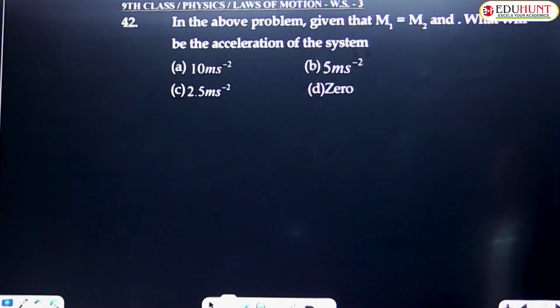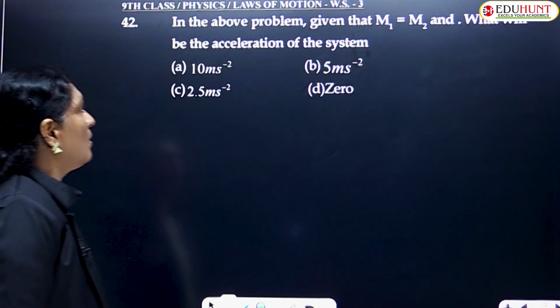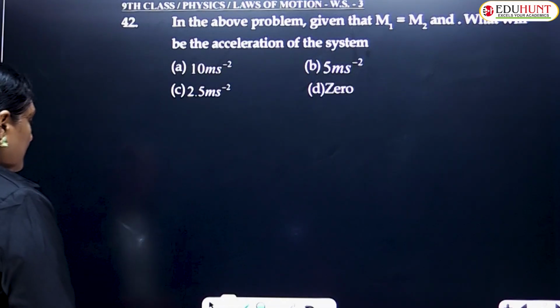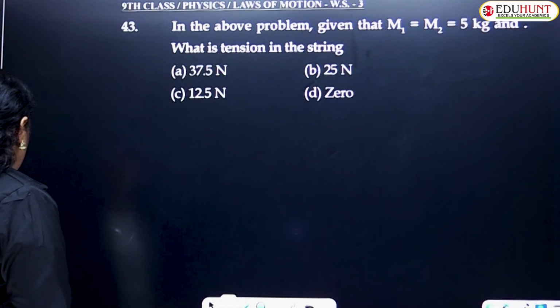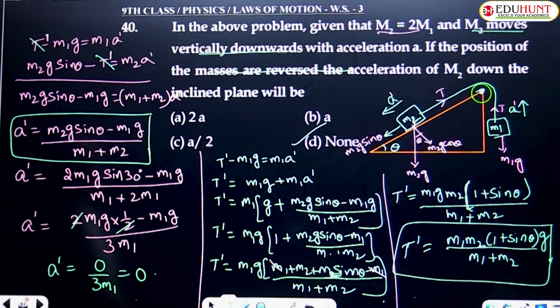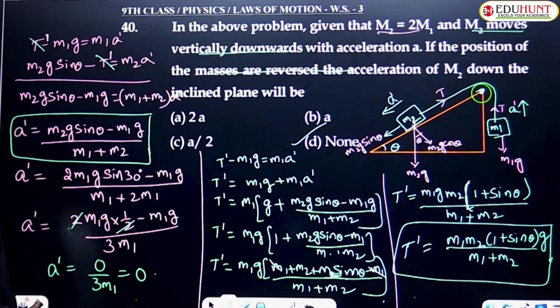Again, question 42. In the above problem, given that M1 equals M2, that's it. Now, equal masses were given. What will be the acceleration of the system? The acceleration of the system in the above problem, when the system is interchanged, A dash is equal to M2G sine theta minus M1G by M1 plus M2. So, based on that, let us try to find the acceleration of the system. Remember this formula, children: M2G sine theta minus M1G.